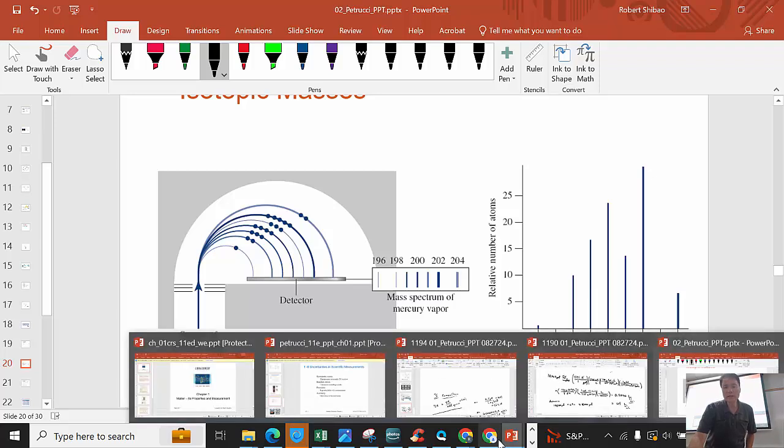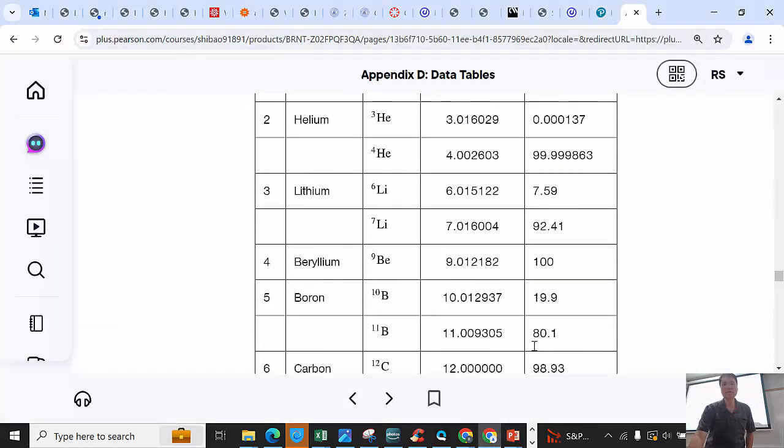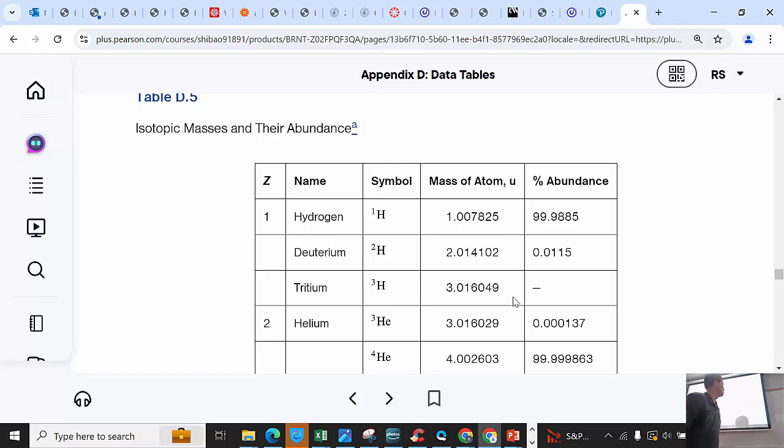And we compile this data into data tables. For example, this is in Appendix D of our book. In data table Appendix D, we have the isotopic masses and their abundance. So when we get hydrogen, there are 3 isotopes of hydrogen: hydrogen 1, hydrogen 2, hydrogen 3. All these have the same Z, so they don't bother writing the Z here. Z is 1. The mass number changes. So this has no neutrons, 1 neutron, 2 neutrons, and so this is heavy hydrogen here.